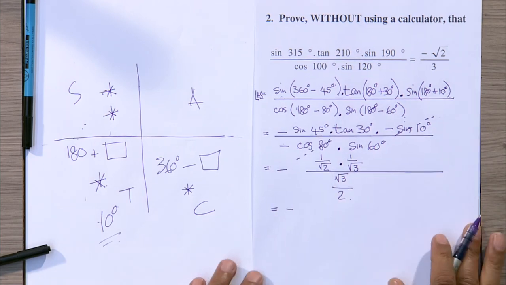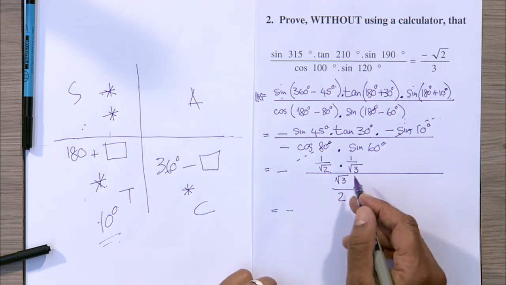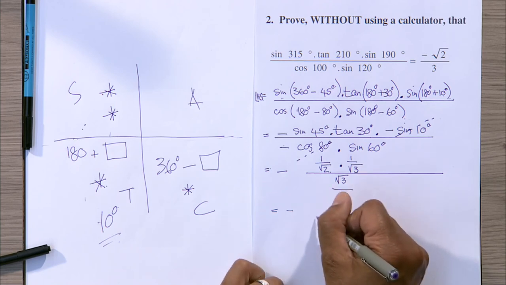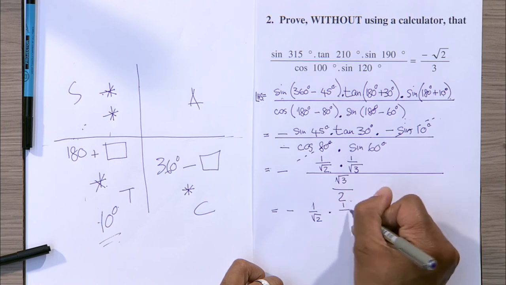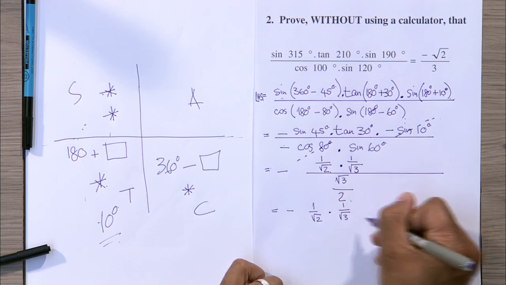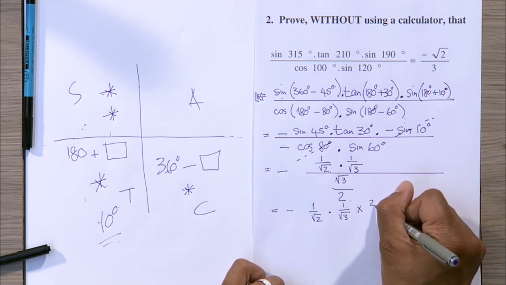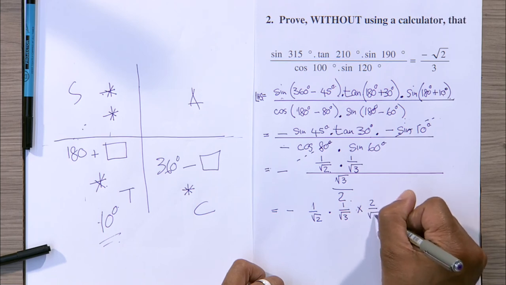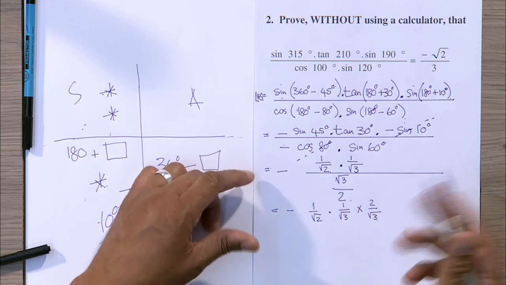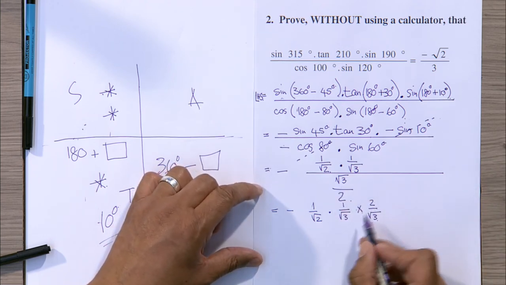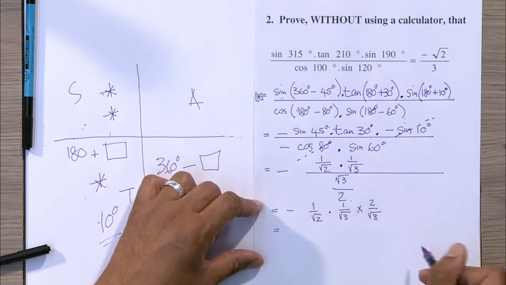Now it is algebraic... not algebraic, sorry. It's just calculations. So here I will have 1 over square root 2 times 1 over square root 3 multiplied, or the point, with 2 over square root of 3. If I divide with a fraction, we all know that it becomes multiplication. That's why I've used the multiplication sign so that we see it with the inverse.